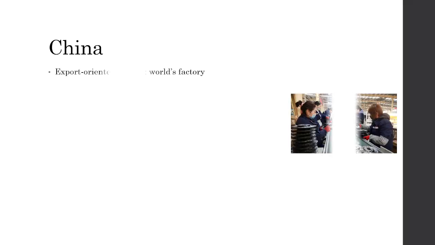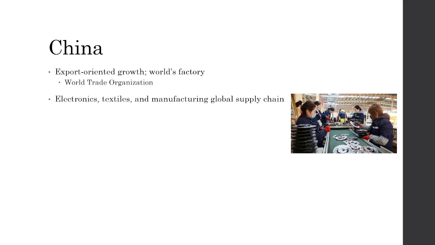Let's look at China. So China is the second largest economy, per se, and they are focused on export-oriented growth. They are the world's factory. Everything that you have, not really, but a lot of it, is made in China. It's particularly due to the World Trade Organization allowing it and emphasizing its role in exports. And there's electronics, textiles, and manufacturing that create a global supply chain.